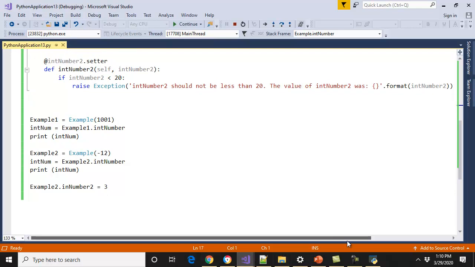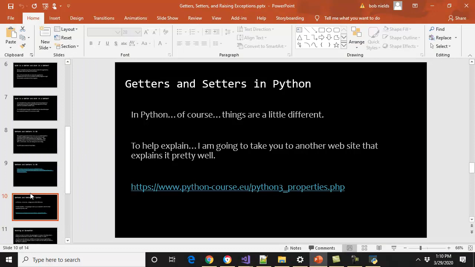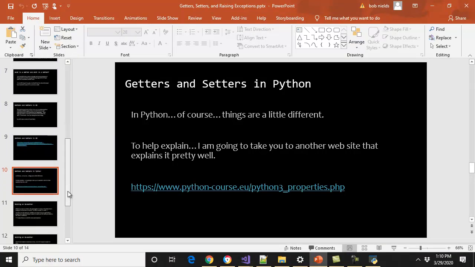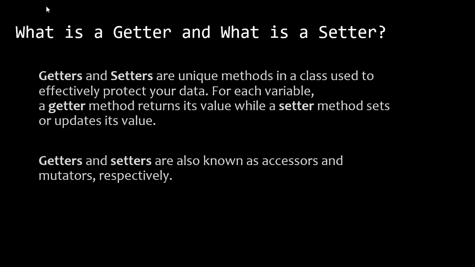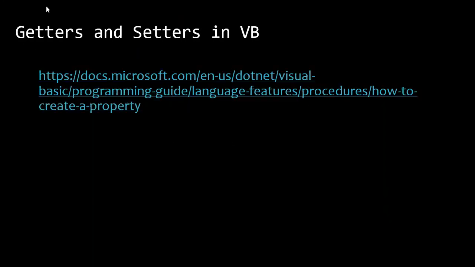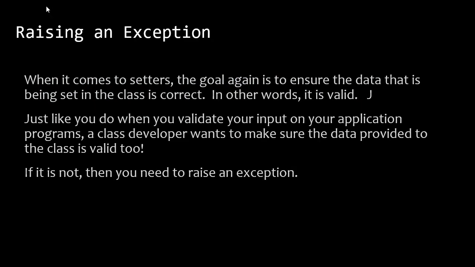Let's go back to the PowerPoint here, and we'll come back and bring this all together. I'm going to get down to raising an exception as we walk back through. I introduced this whole idea of raising an exception. When it comes to setters, the goal again is to ensure that the data being set in the class is correct. In other words, it is valid, just like you validate your input in your application program from a user. A class developer can do the exact same thing.